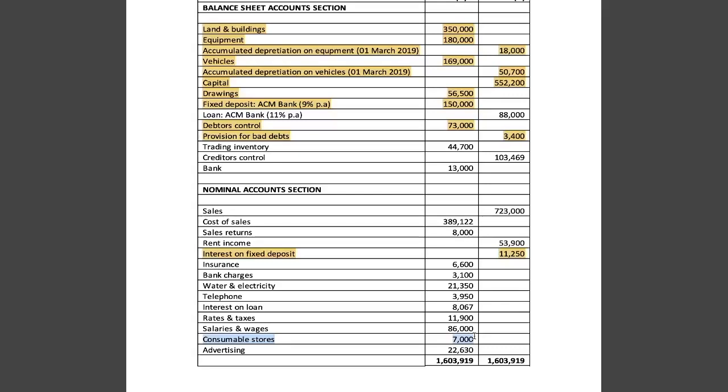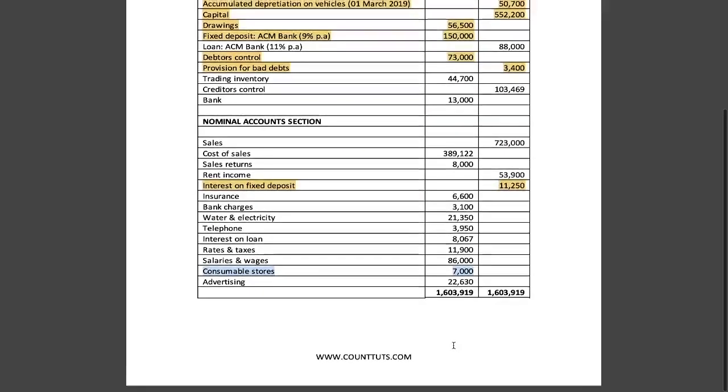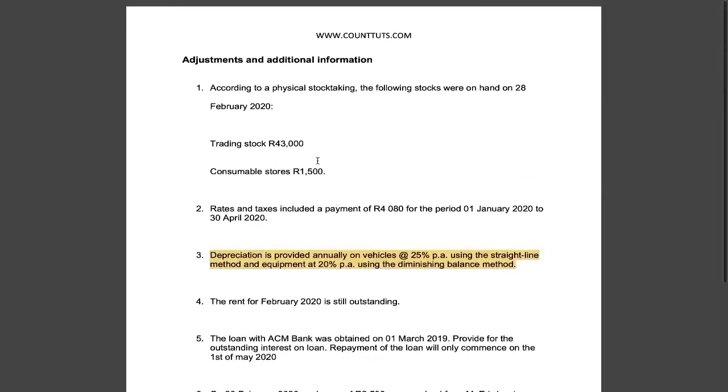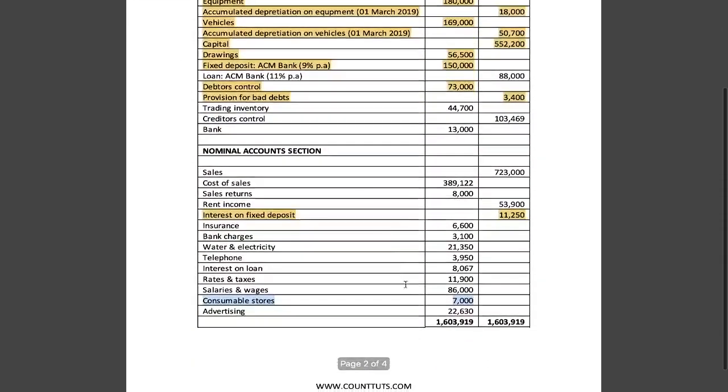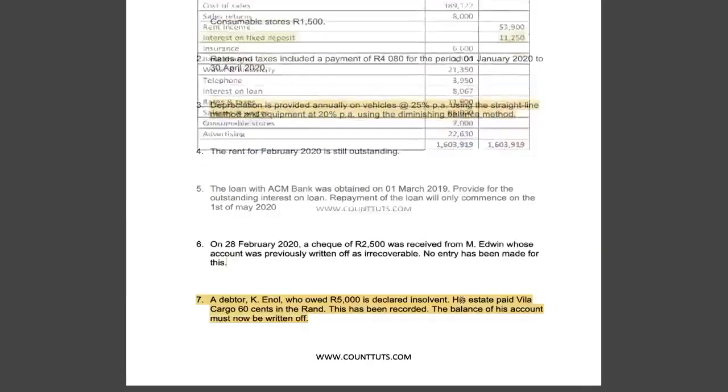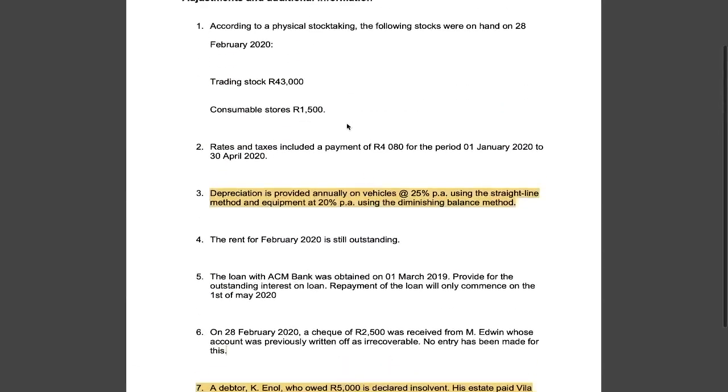So we'll remove it from our expenses. Our consumable stores is 7,000 Rand, but according to the physical stock taking, the consumable stores remaining is 1,500. So we'll need to record that as an asset, and we will include that as part of our trading stock or inventory. Here's how we'll do that. First of all, let's account for consumable stores. We have consumable stores in our pre-adjustment trial balance of 7,000 Rand, but what is remaining is 1,500 Rand.